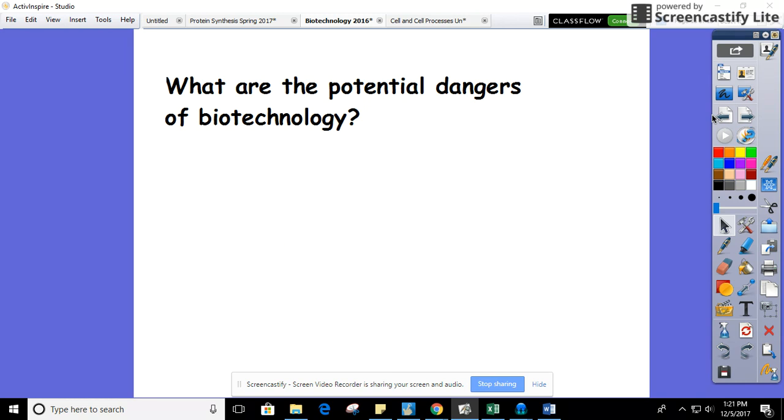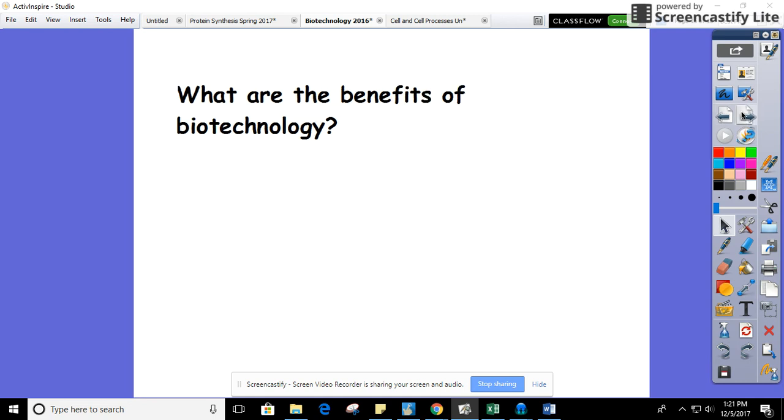So I leave you with thinking about what are some of the potential dangers of biotechnology, but what are some of the possible benefits of biotechnology?